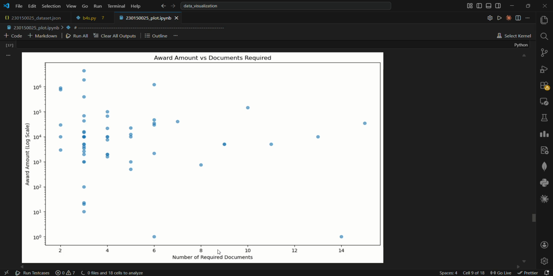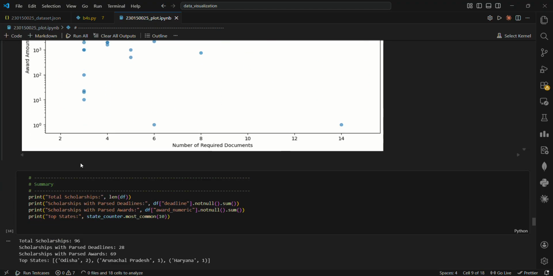This is the risk to reward ratio. As we can clearly see, the higher the award amount, the more documents were required, and the lower the award amount, the fewer documents were required. And most of the scholarships required only three documents.